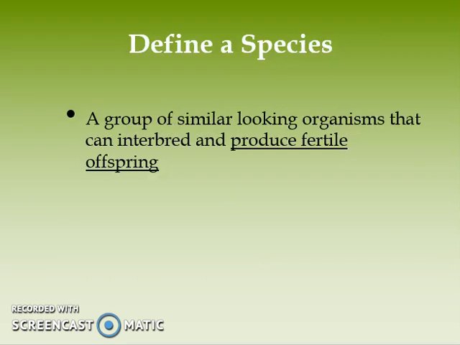Okay. Define a species. What is a species? A species is a group of organisms that look the same or very similar and can interbreed, so they can reproduce and produce fertile offspring. Producing fertile offspring is the key point. You have to be able to produce fertile offspring in order to be considered the same species.